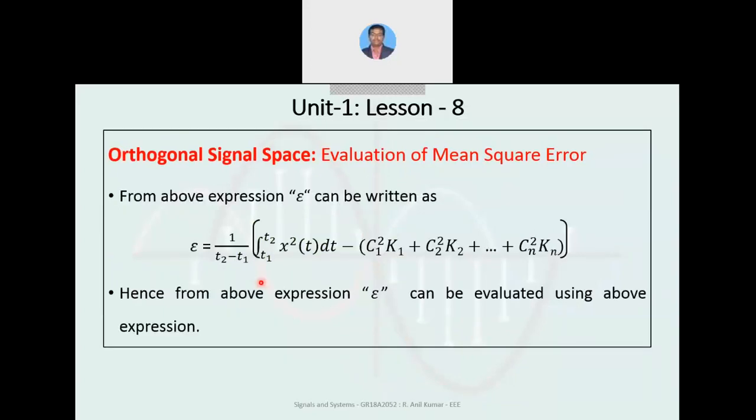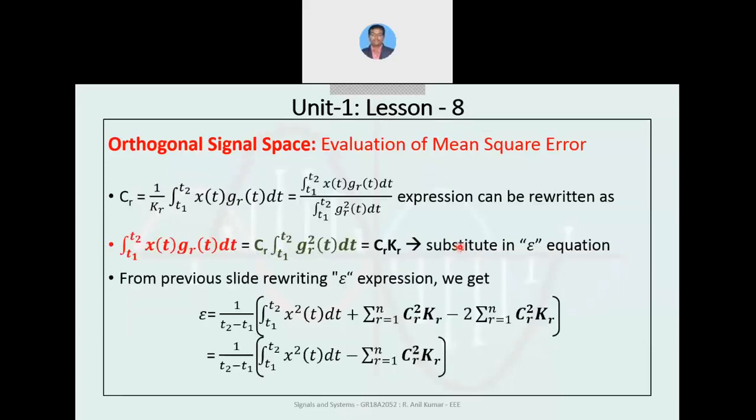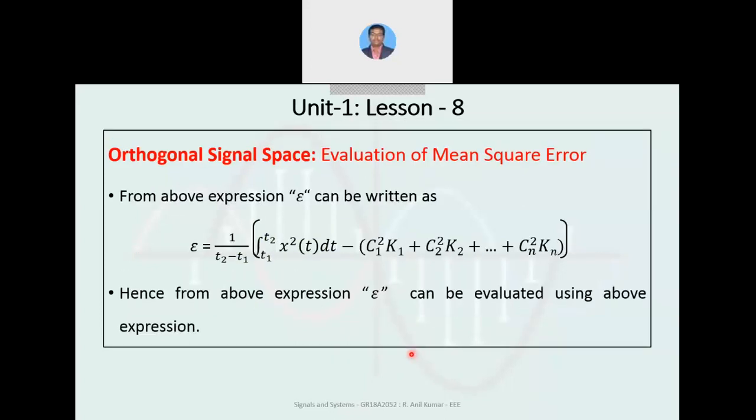Next, from the above expression epsilon can be rewritten as follows. The first term is as it is, integration t1 to t2 x square of t dt, and the remaining term is cr square kr. As it is a set of n elements, we expand the summation term from 1 to n. Hence epsilon can be evaluated using the above expression.